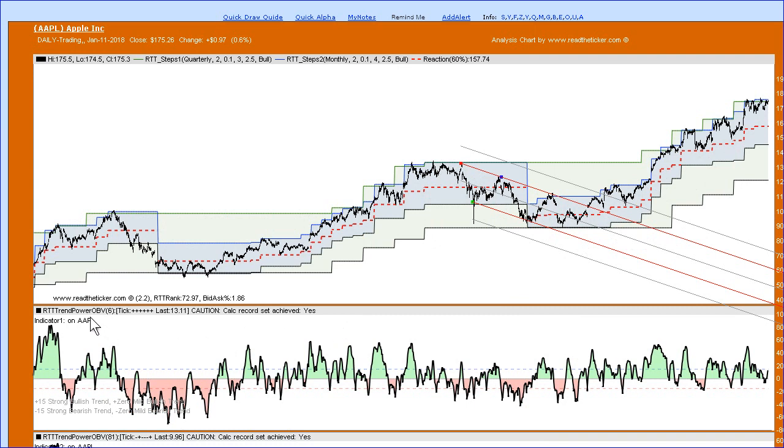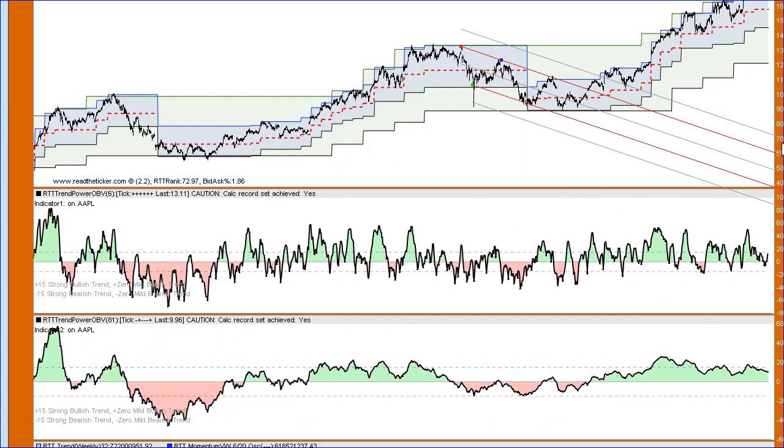What I want to focus on also is a common indicator we have in readtheticker.com, and that's called RTTTrendPowerOBV. Previously we only used the 21 period, but recently we've expanded that to the 6th, the 11th, 21, 41 and 81 period. On this chart here I have RTTOBV 6, which is a short-term version, and I have RTTOBV 81. So we've got a short and long version of the indicator.